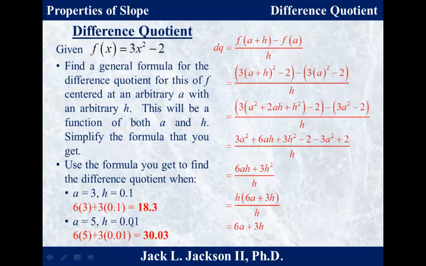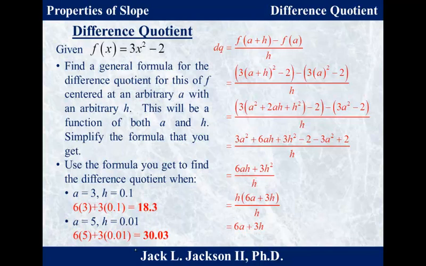Plug in a is 5 and h is 0.01. That's 6 times 5 is 30. 3 times 0.01 is 0.03, so that's 30.03. 30 and 3 hundredths. And so if you had a bunch of these to work out, it's useful to manipulate the formula like this a little bit. So it's a little practice manipulating formulas.